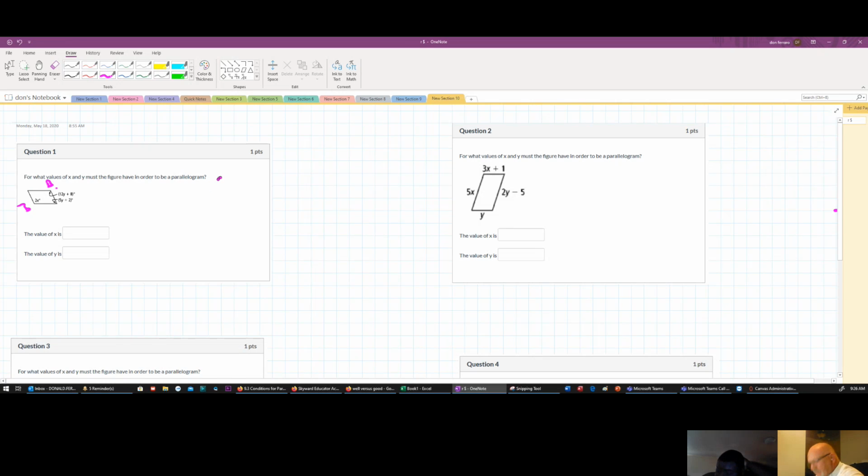I'm going to say 2x equals 12y plus 8, right? Now, can we reduce this? Can we solve for x here or figure out what x might be equal to? How can I do that?